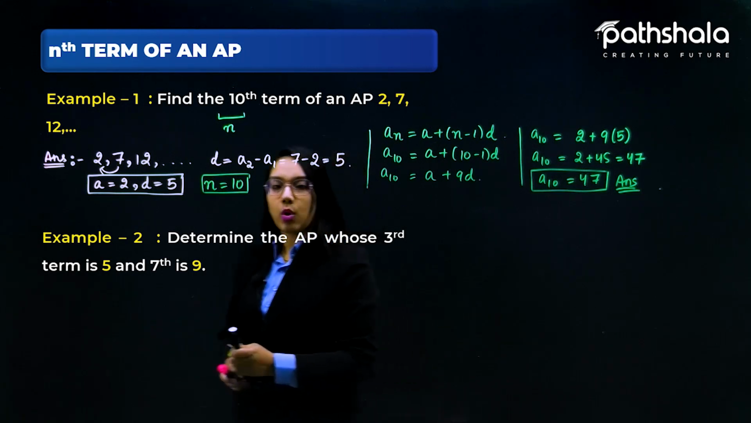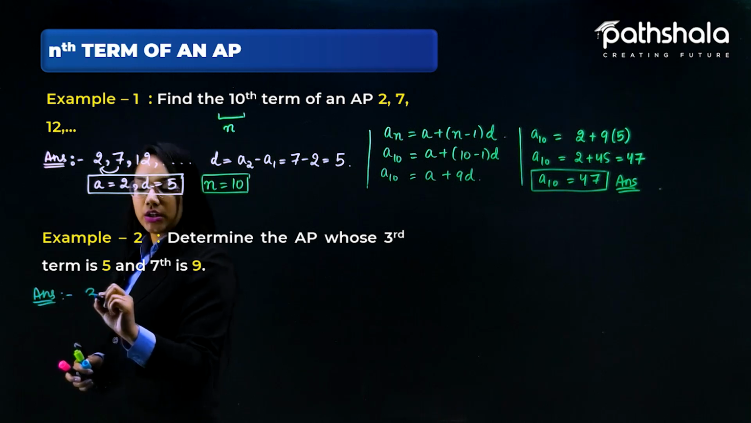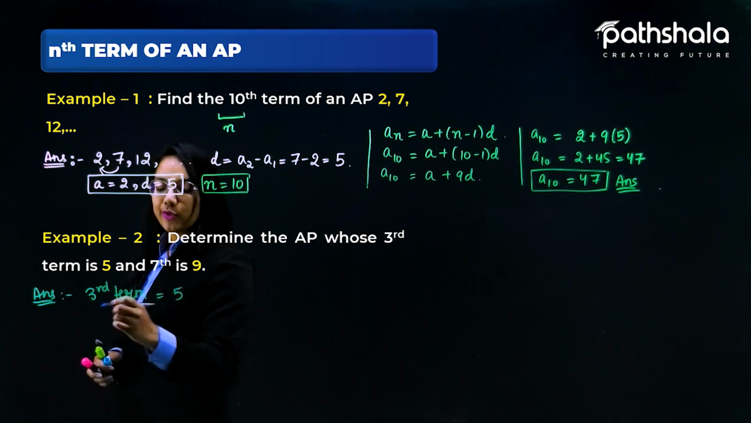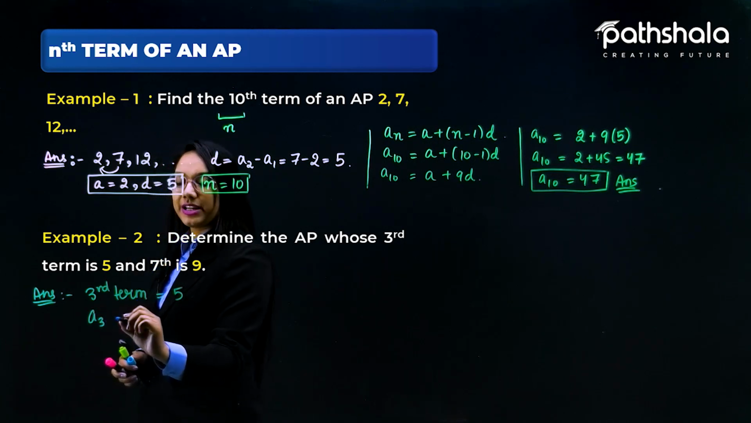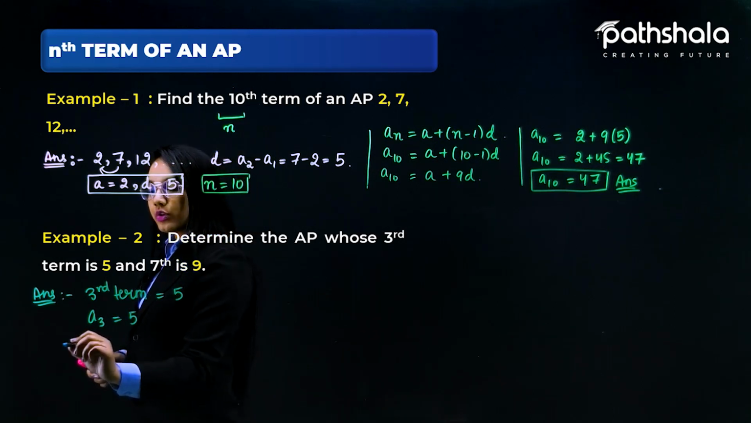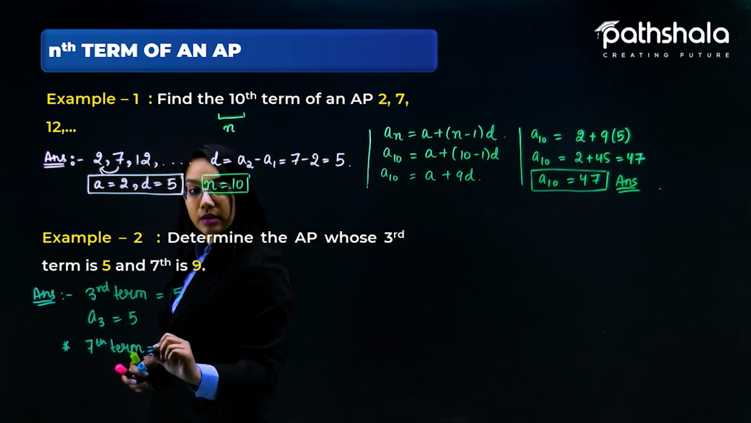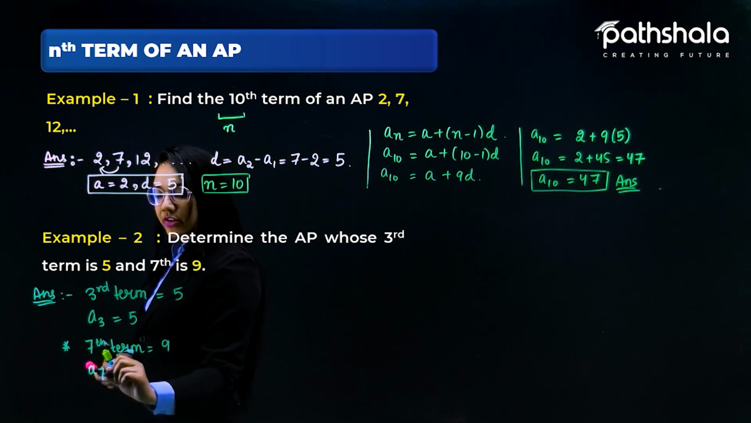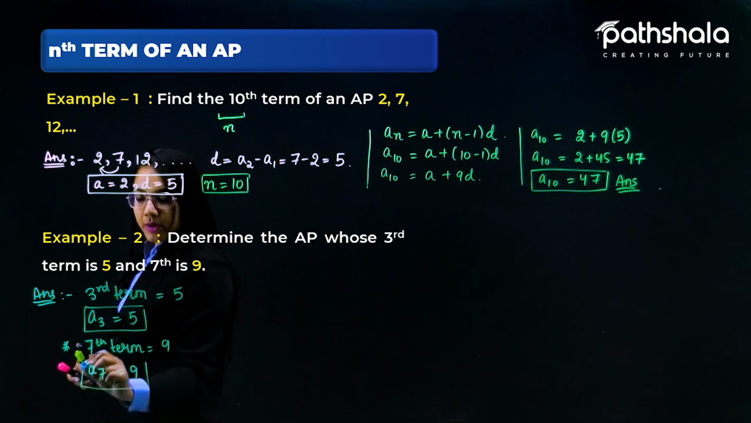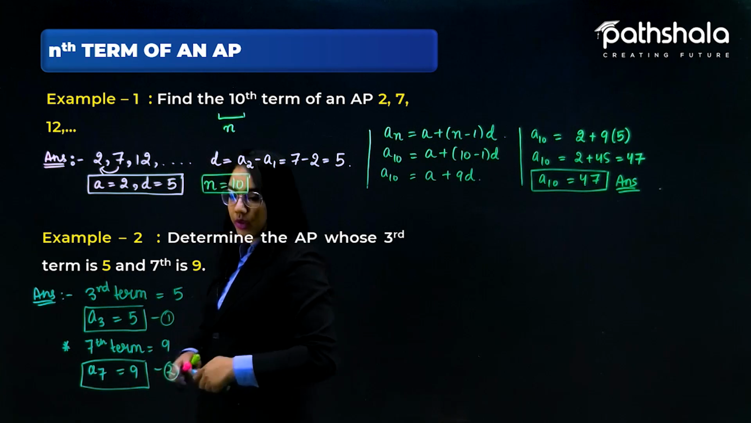Let's start with what is given to us. According to the question, the third term is 5, and we represent the third term as A3. So A3 is 5. Next, the seventh term is 9, so A7 is equal to 9. Let's call these equation number 1 and equation number 2. Let's start with equation number 1.